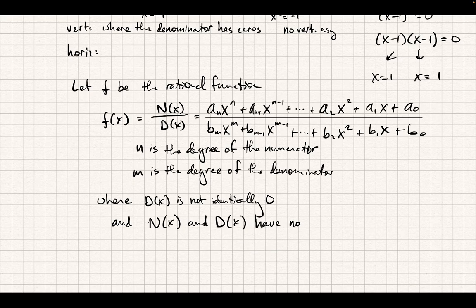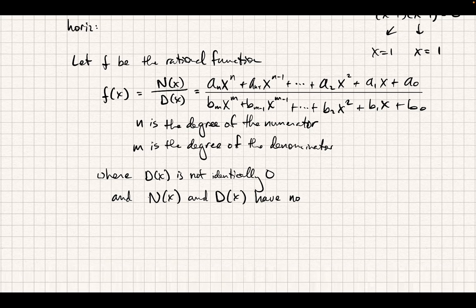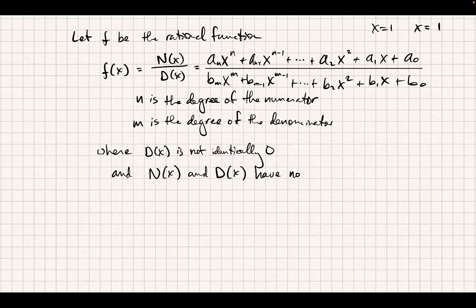Like you can't cancel them out? Yes, that's a problem. So these rules don't work if they have any of the same factors. So I'm going to say where N and D have no common factors. If you get a polynomial that has common factors, what do you need to do? Cancel them out. Yes, you need to simplify first in order for these rules to work.